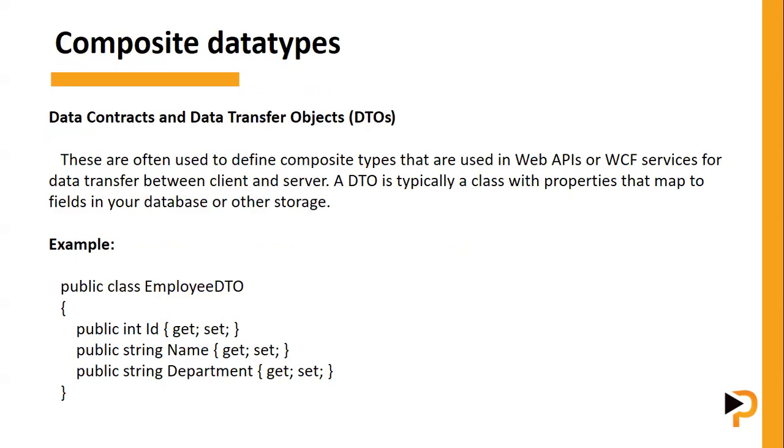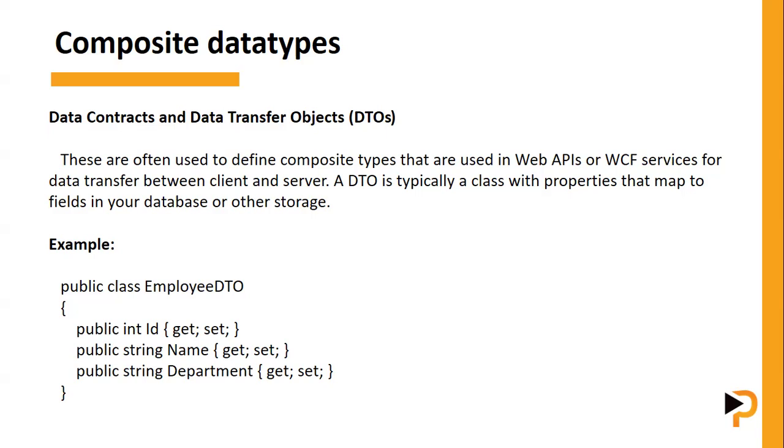Now data contracts and data transfer objects. DTO is again considered a composite data type. These often store the whole record, the whole value of your table, and are used in web APIs and services for data transfer between the client and server. A DTO is typically a class, and obviously a class is a composite data type. It is another name for a class which contains the whole value received from our database, with properties that map to the fields in your database or other storage.